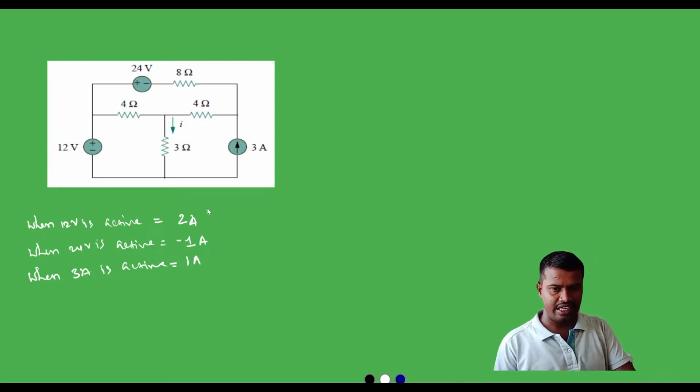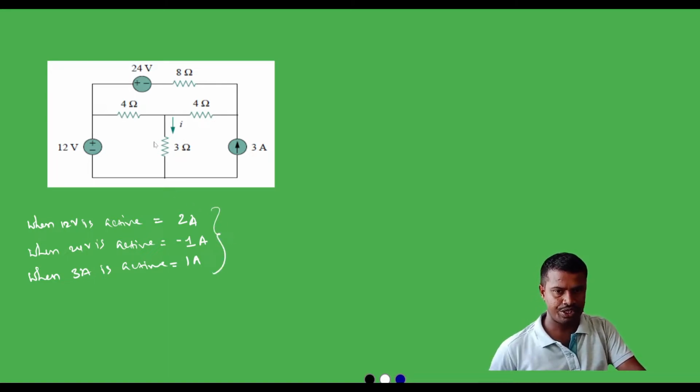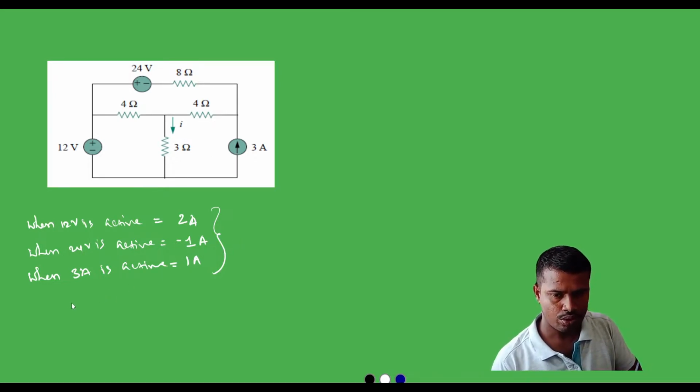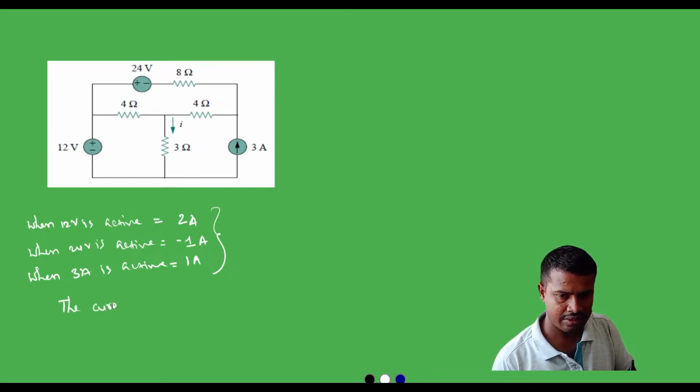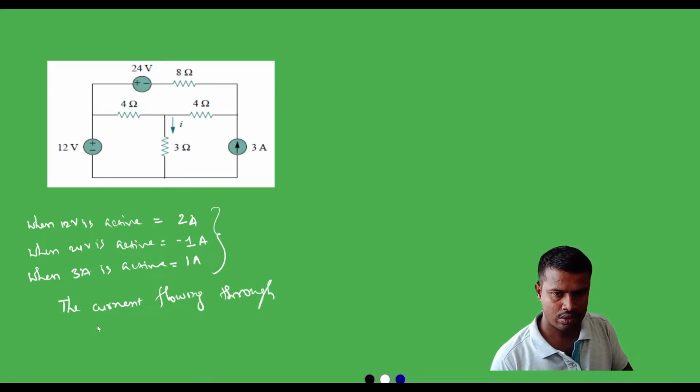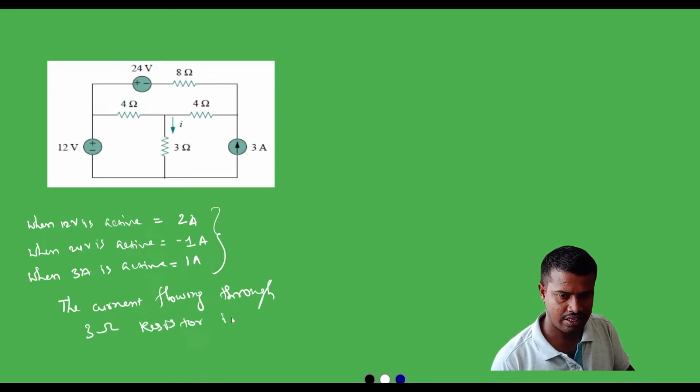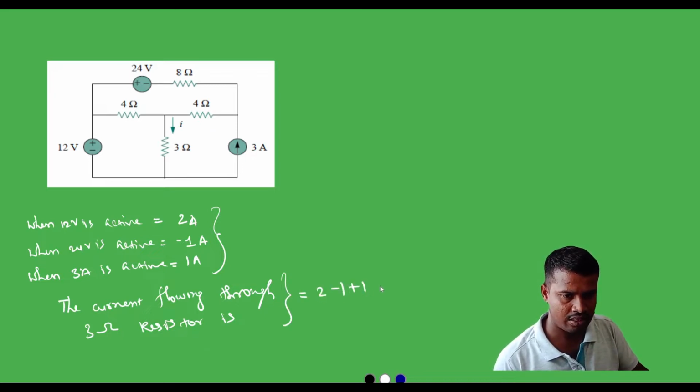So when we do the algebraic sum, the current flowing through the 3 ohm resistor when all the sources are active is equal to 2 amp. So the current flowing through the 3 ohm resistor is 2 minus 1 plus 1, which is equal to 2 amps.